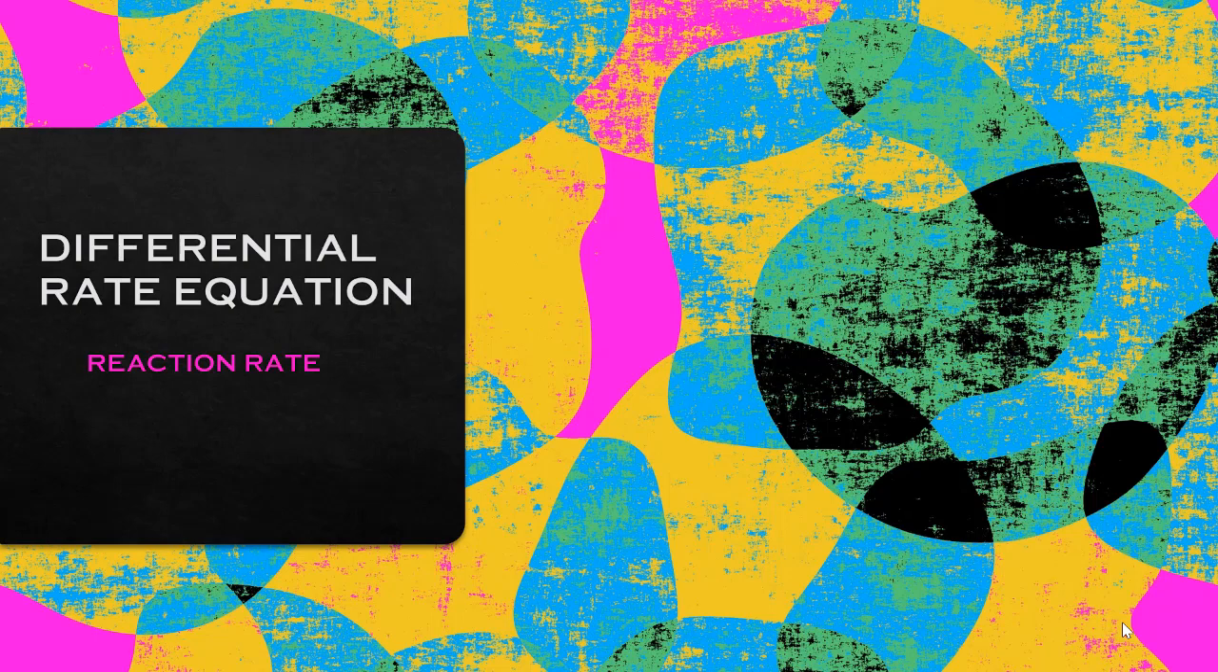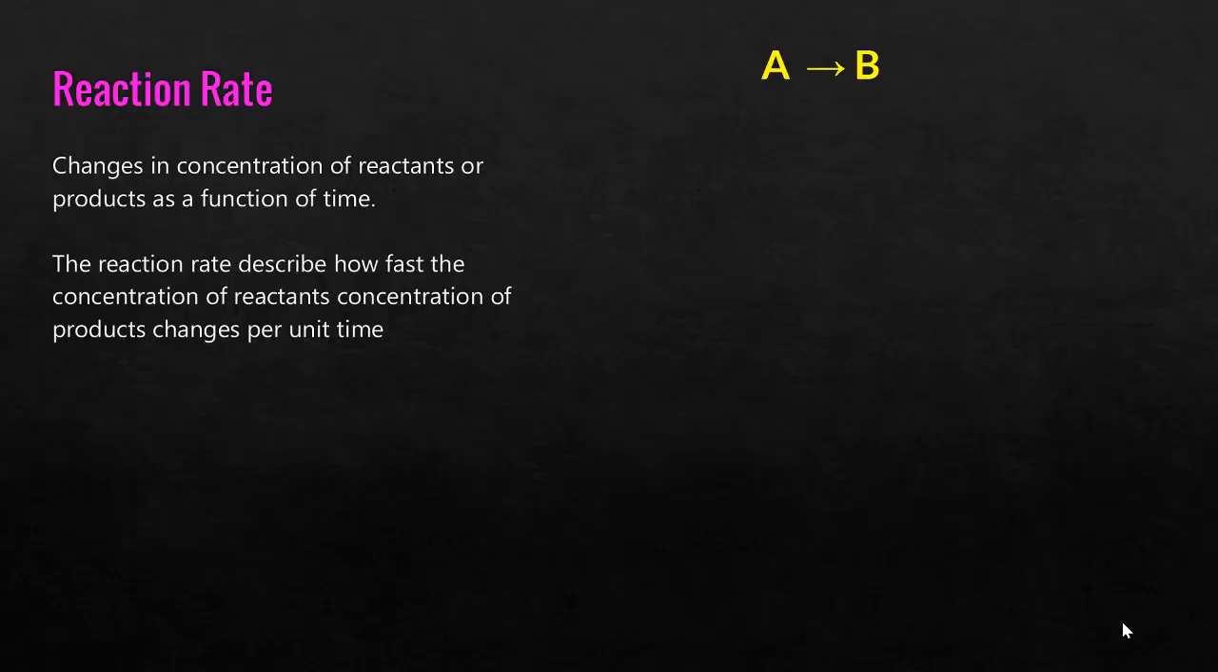So today we are going to learn about differential rate equation, or in bahasa Melayu persamaan pembeza kadar. Right, so firstly what you must know is what is reaction rate. What is the definition of reaction rate? Reaction rate is the changes in concentration of reactants or products as a function of time. And the reaction rate describes how fast the concentration of reactants, concentration of products changes per unit time.